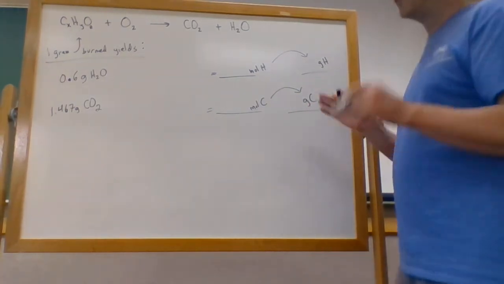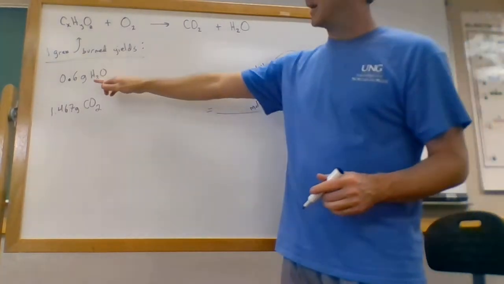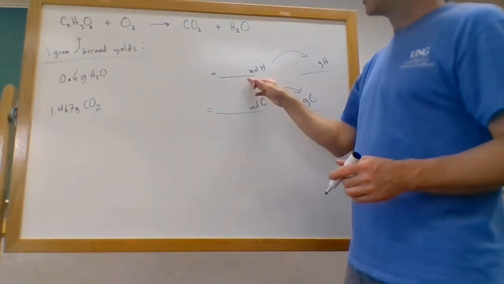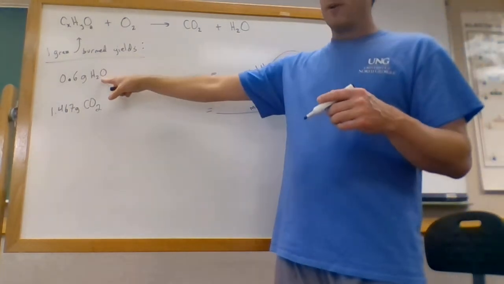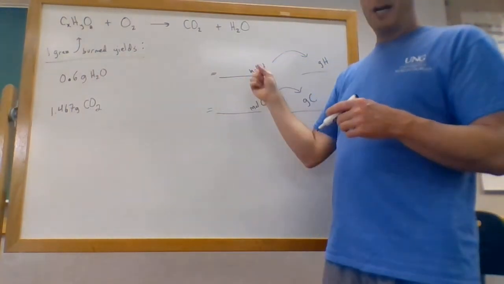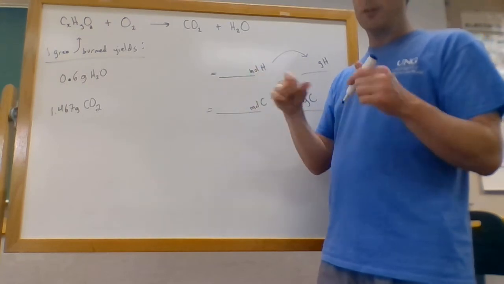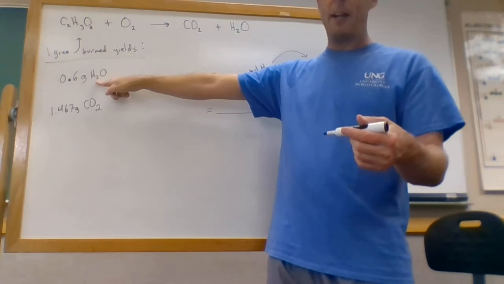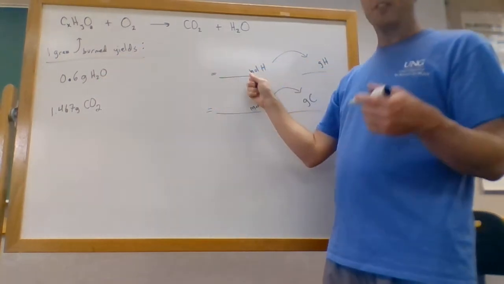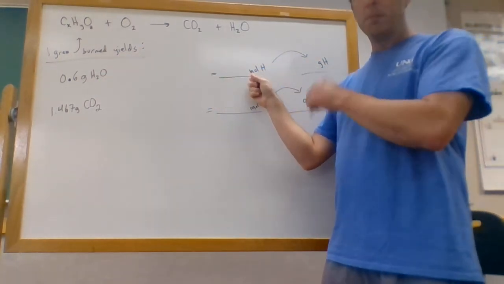Okay? So, let's do one thing at a time now. I want to go from the grams of water to the moles of hydrogen. Now, water is a different substance from hydrogen. I know they're related to each other, but they're not the same. So on my mole map, I'm going from the grams of compound A to the moles of something else. So this would be moles of B.